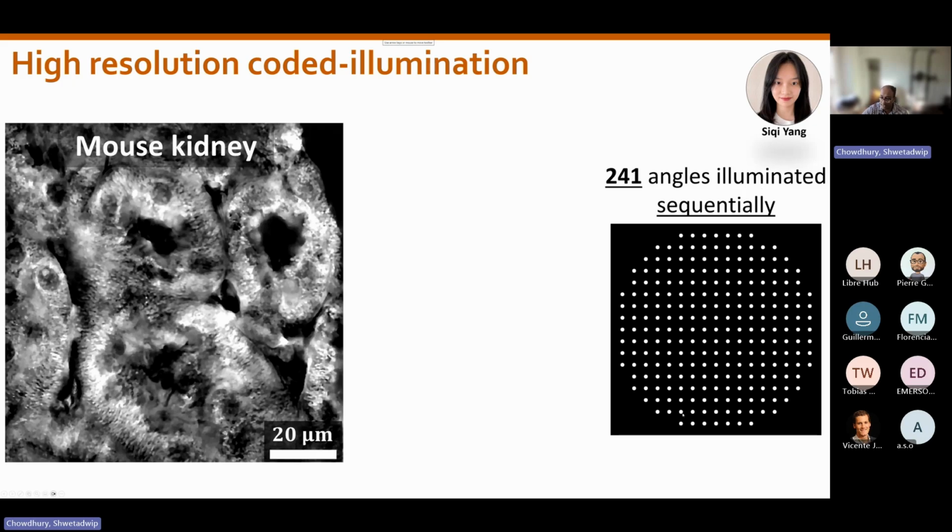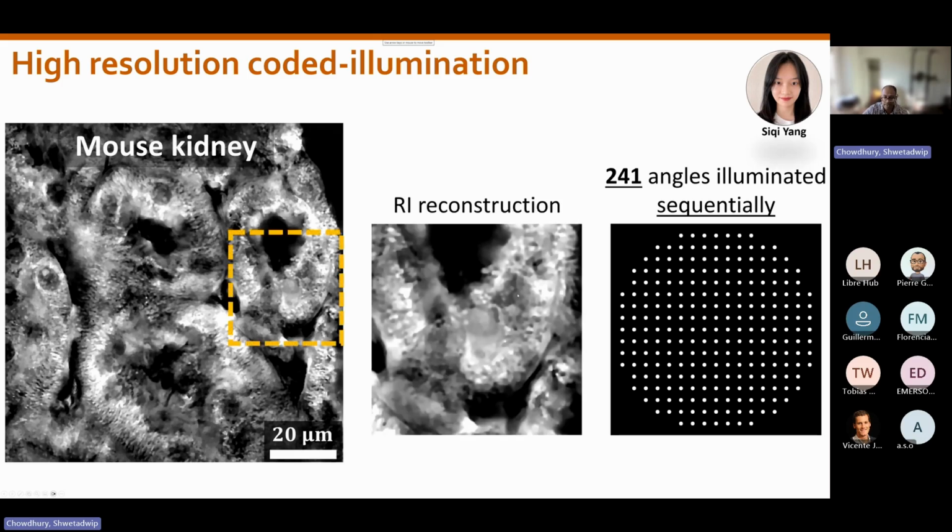So this is showing the Fourier plane. Basically, this consists of 241 different points, which corresponds to 241 different illumination angles. And if we take a close-up of this, we see a refractive-index reconstruction that looks like this, right? So this is normal. This is kind of the standard technique for us.